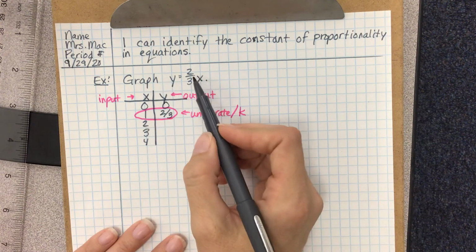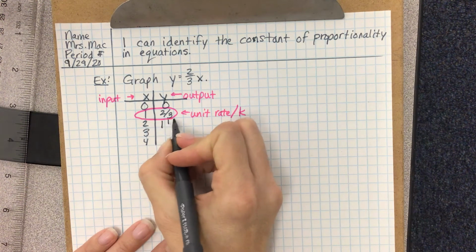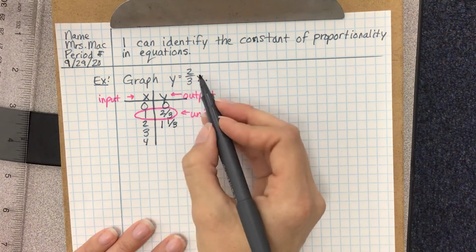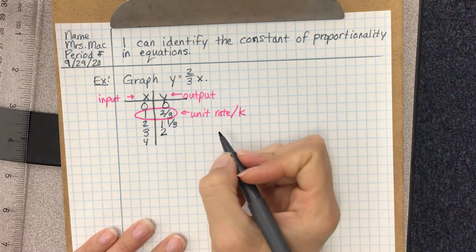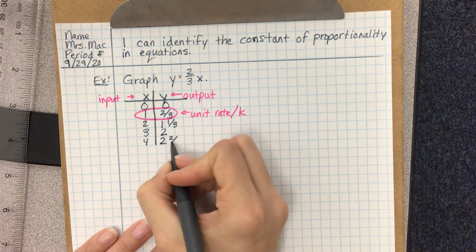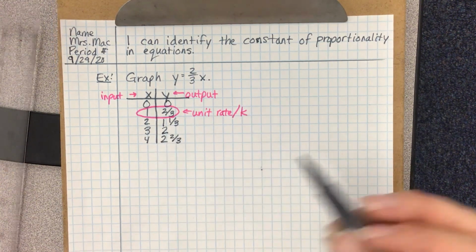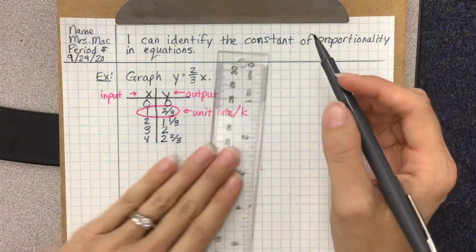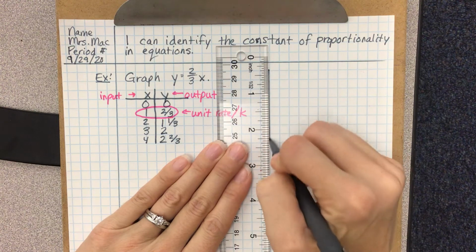Now let's plug in 2. 2/3 times 2 is 1 1/3. 2/3 times 3 is going to be 2. And then 2/3 times 4 is 2 2/3. So now that we have some ordered pairs here, we can graph it. So I'm going to create my graph over here, my coordinate plane on the right side.